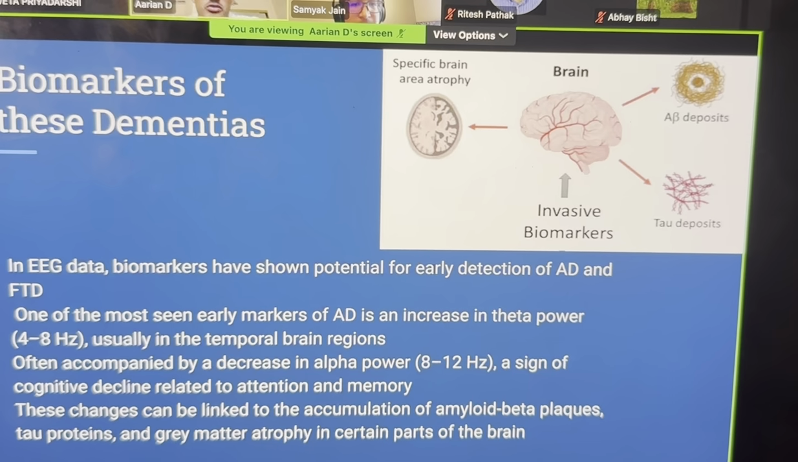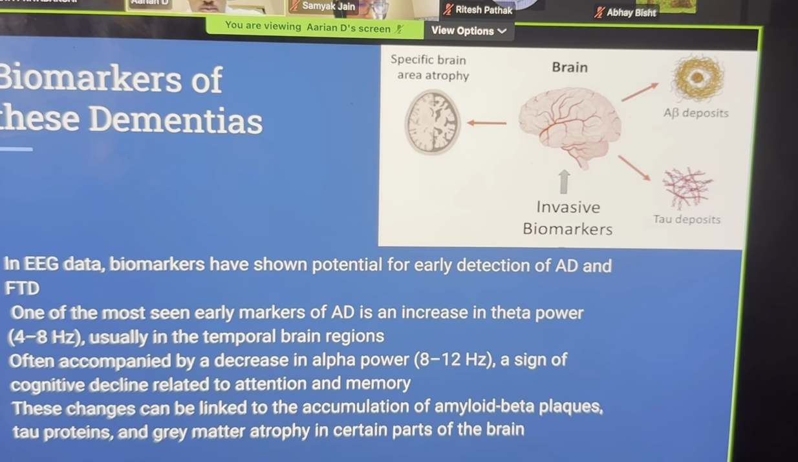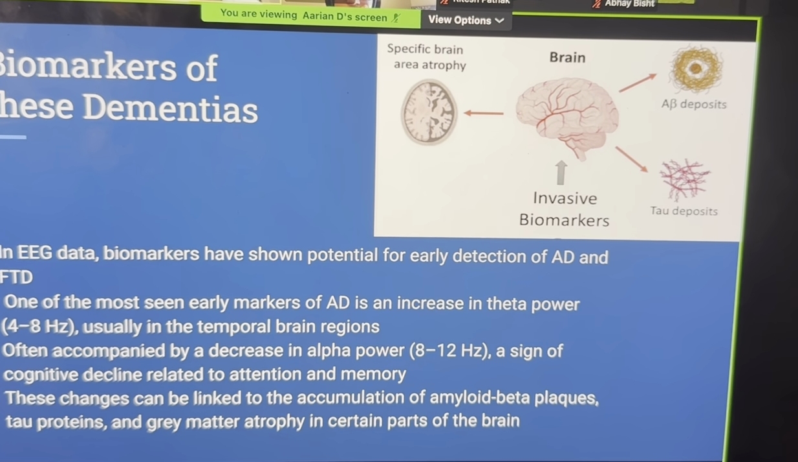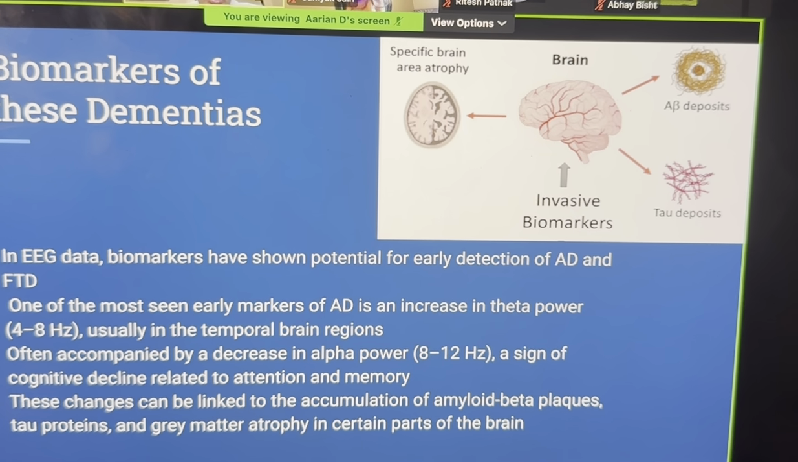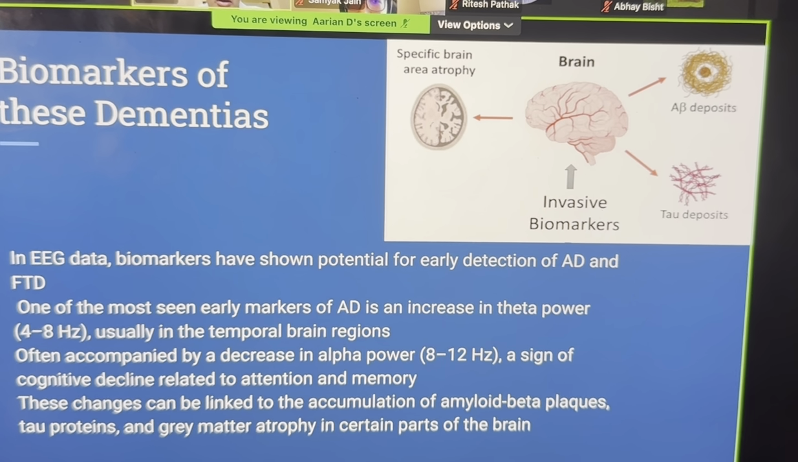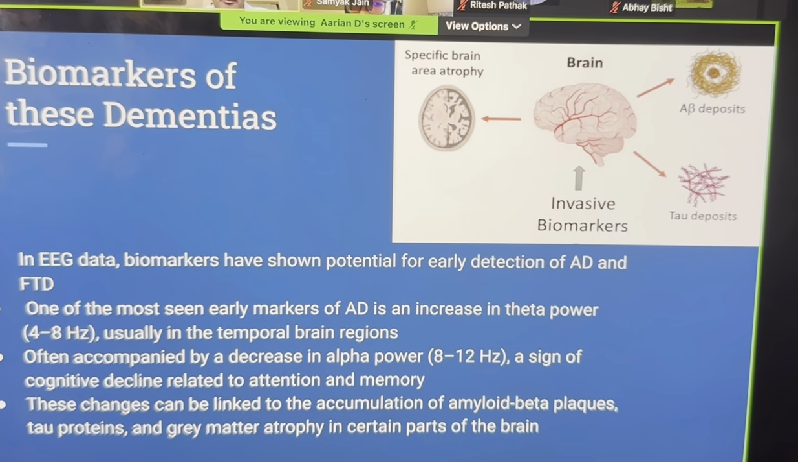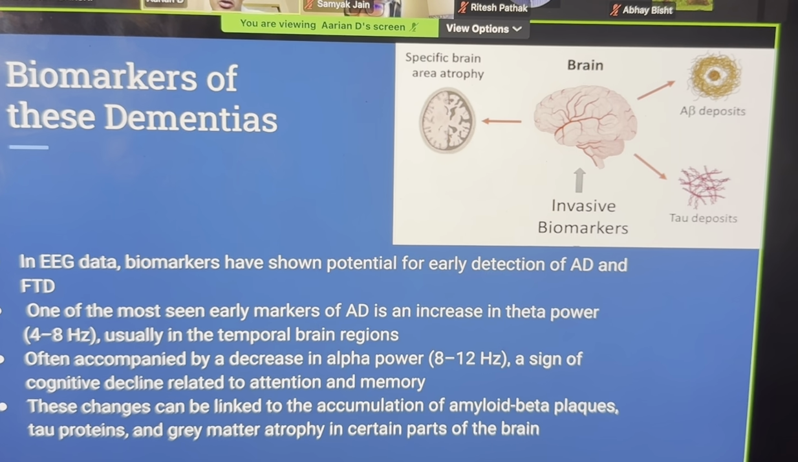So, biomarkers of these dementias. We talked about biomarkers, and now we want to figure out how to use them to detect these dementias early. In EEG data, which is an electrical activity scan of your brain, biomarkers have shown potential for early detection of Alzheimer's and frontotemporal dementia.